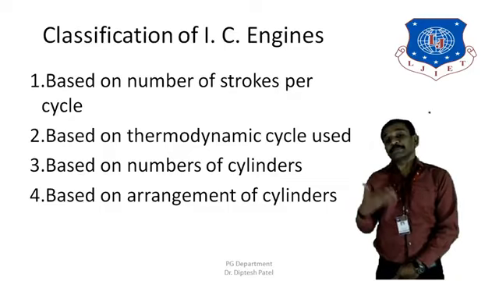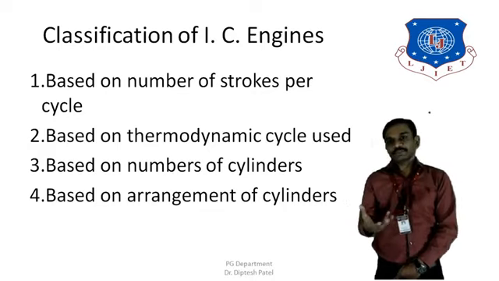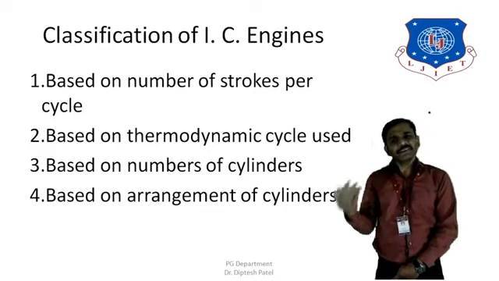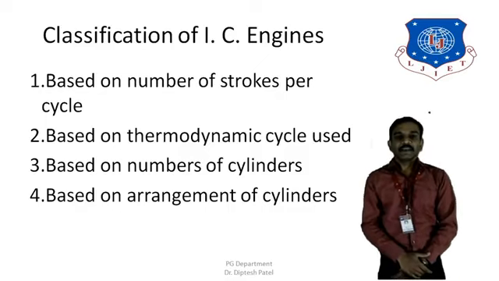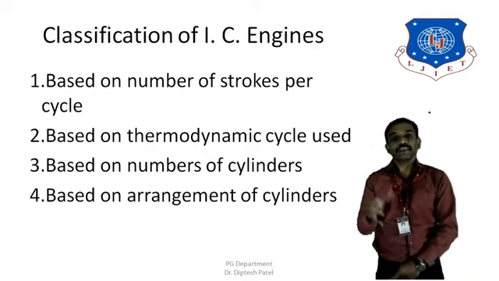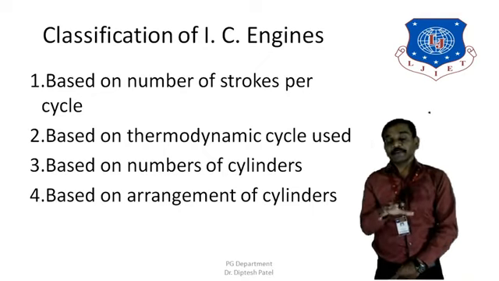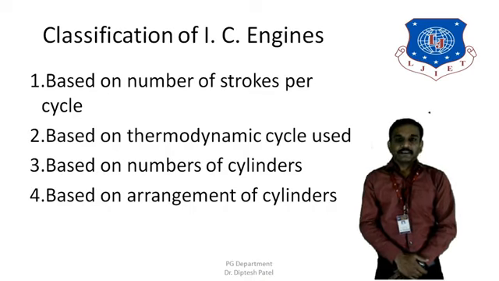The third one is based on the number of cylinders. It could be a single cylinder, double cylinder, 3 cylinder, 4 cylinder, 6, 8 or even 12 cylinder engine, depending on what type of power is required. Then the fourth classification is based on the arrangement of the cylinders. The cylinder arrangement can differ for different types of engines based on the area that is available and the number of cylinders that we have. It could be a V shape or an in-line cylinder arrangement.